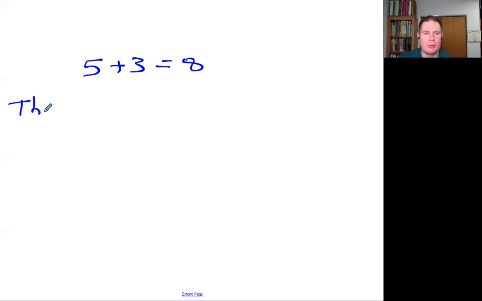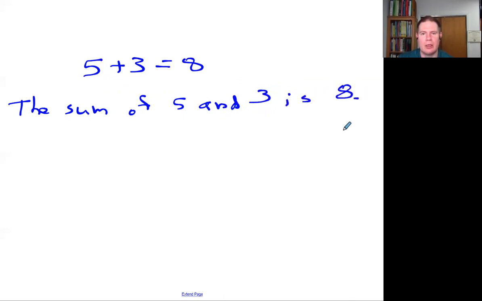Or you could write that out. The sum of 5 and 3, so here are my two input values separated by an and, is 8, right? So is, there's my equal sign, has the same value as 8. Or you could say the sum of 1 and 4 is 5. But I'm not saying the sum of 5, I'm saying the sum of two other things is 5.